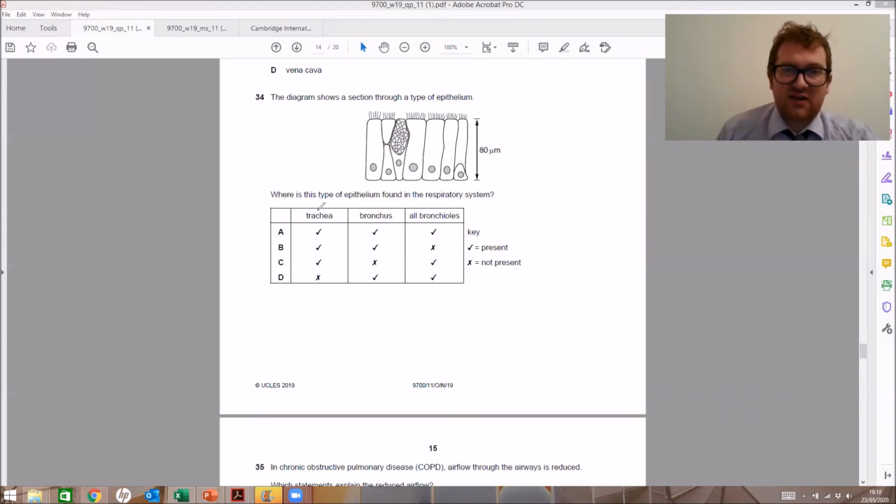So in the trachea, yes, they are found. Okay, so option D is eliminated because they've said no. In the bronchus, well, yes, they are in the bronchus, so we can eliminate option C. Are they in the bronchioles? No. Okay, so we can eliminate option A because option B goes yes, yes, and no, which is exactly what we said at the start of the question, which is perfect.